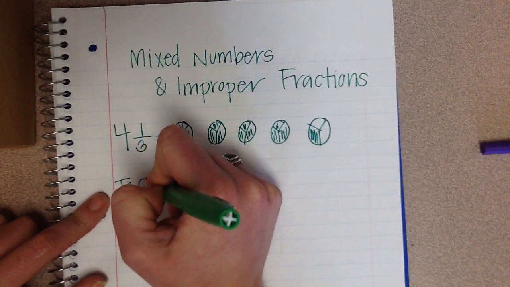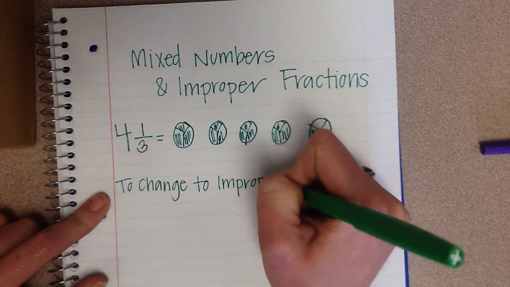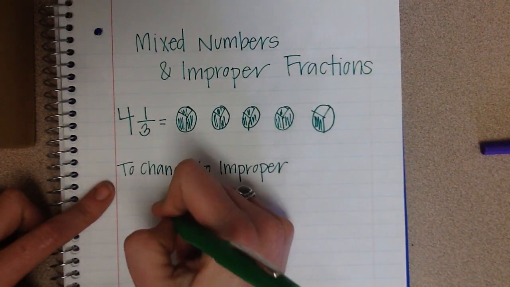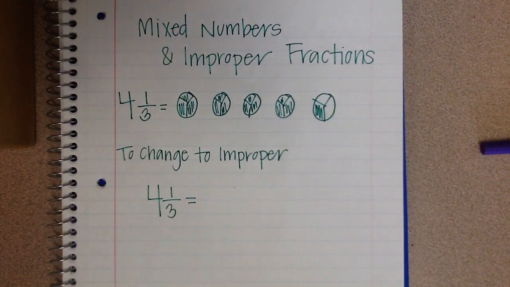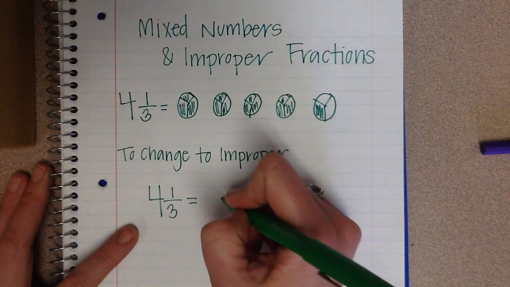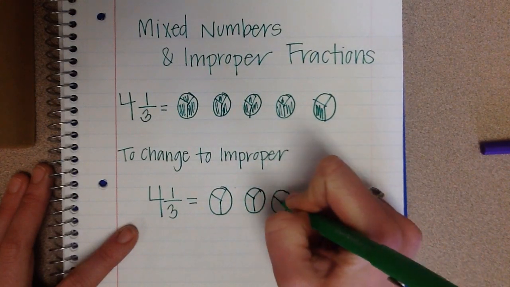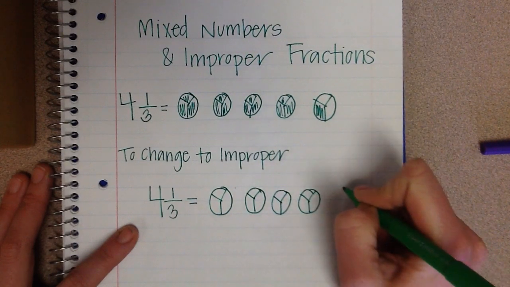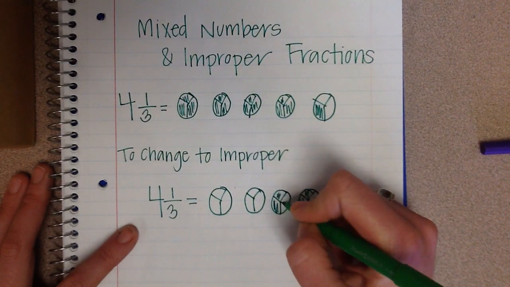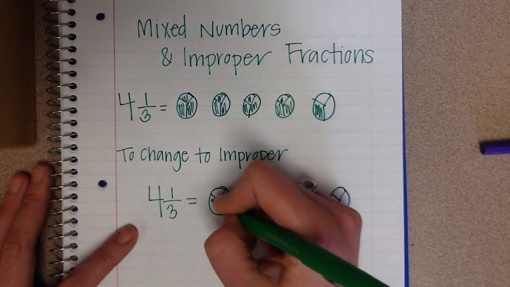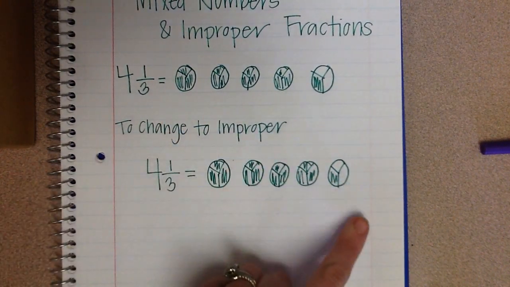To change to improper, I'm going to change 4 1/3 to improper. I can draw it out if I want to. So if I draw it out once again, 1, 2, 3, 4, I'm going to shade it in. So far it looks the exact same thing. Okay, I want to count how many parts of 1/3 I have.